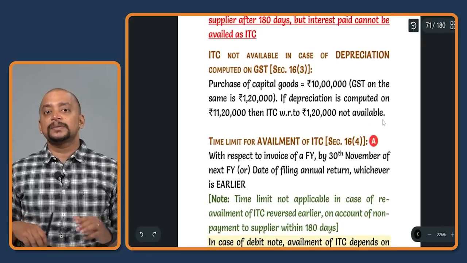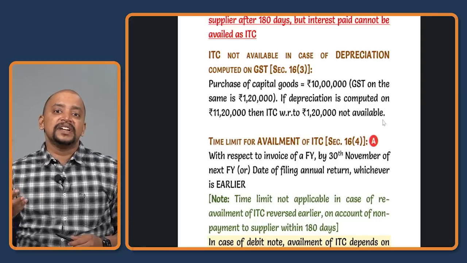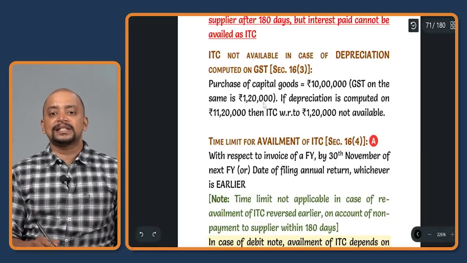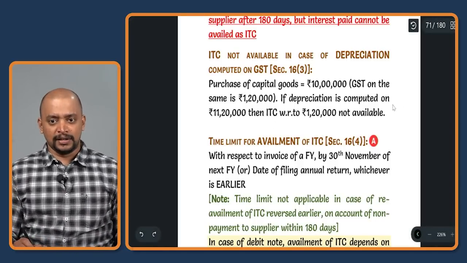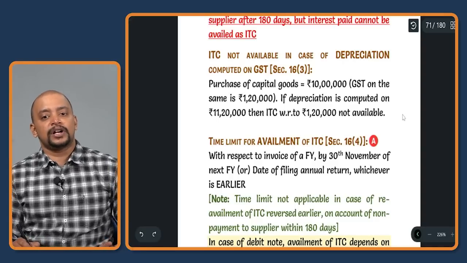Then section 16 subsection 3, GST is added to the asset and we claim depreciation. Then in that case, ITC not available. For example, a person purchased a capital goods for 10 lakhs and the GST is 1,20,000. If depreciation is computed on 11,20,000, then ITC of 1,20,000 is not available.